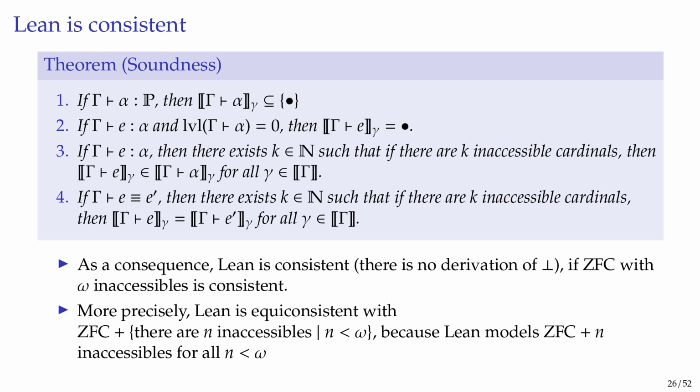Can you please explain too, that level gamma derives alpha? So level is describing the universe level of a type. So the level of alpha equals 0 is saying that alpha is in Prop, right? And this dot is like the proof element, or the unique element of True. I mentioned that propositions are a two-element type and so on.